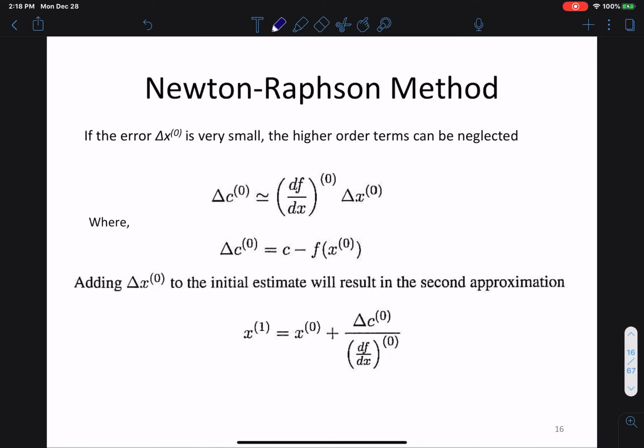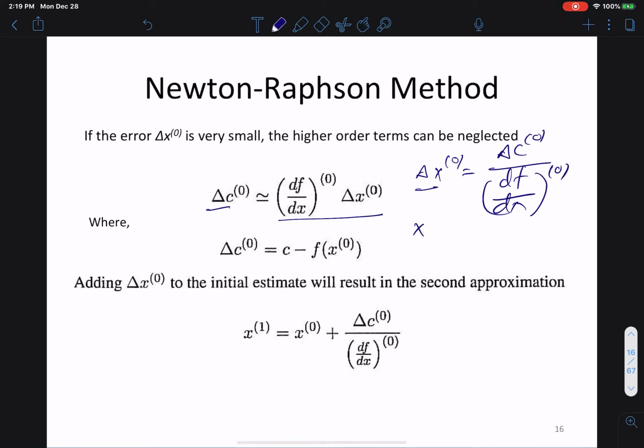So over here now, same thing. So delta c0 and this term over here. From here you can easily find delta x0, which is basically delta c0 over df/dx at x0, right? Once you find delta x0 from this equation, you can add that value to the initial estimate to find the next one. That means you're adding this to your initial estimate to find the next solution. So the initial estimate x0 plus delta x0 will give you the next solution over here.